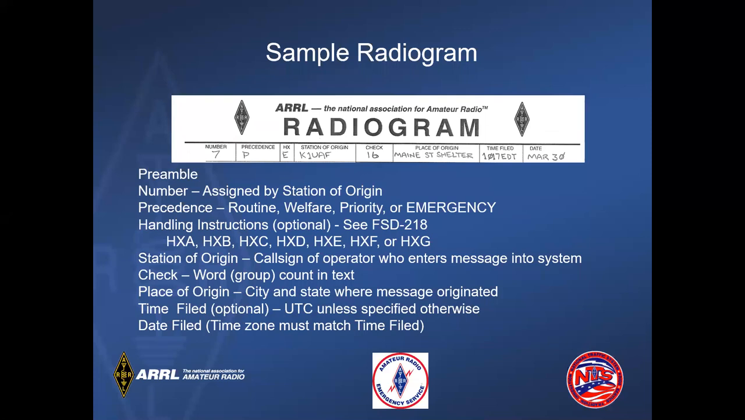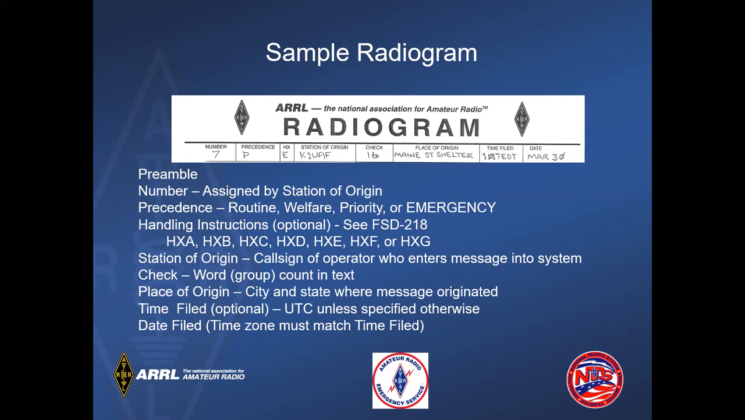In the preamble, you have the message number, precedence, handling instructions, station of origin, check, place of origin, time filed, and date. The handling instructions is optional. The time filed is optional in general, but I would suggest that in an emergency situation, you want to have the time in there.